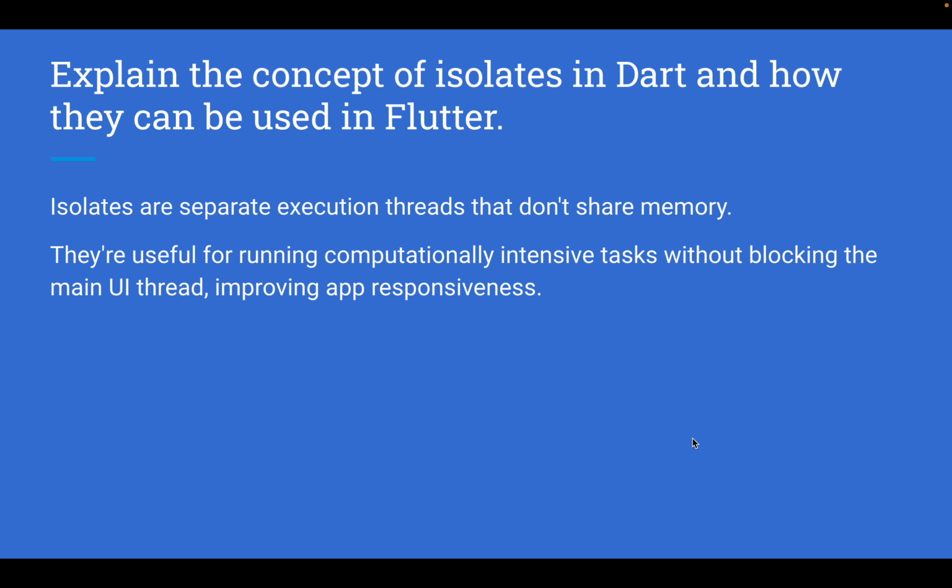Explain the concept of isolates in Dart and how they can be used in Flutter. Isolates are separate execution threads that don't share memory. They are useful for running computationally intensive tasks without blocking the main UI thread, which improves app responsiveness. So when we want two or more tasks in parallel, we use isolates.